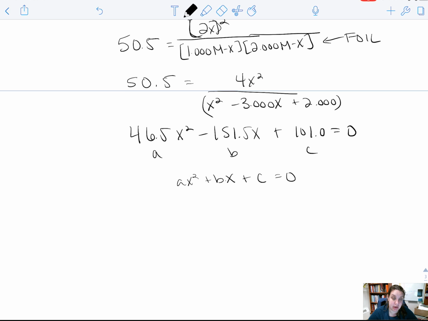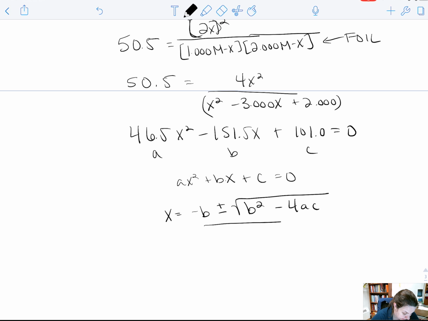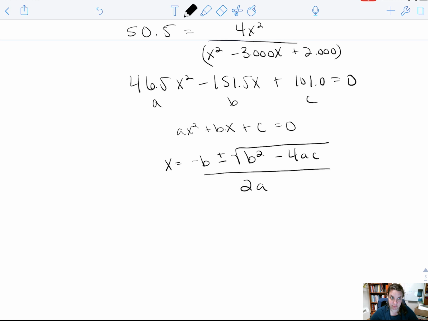If you have this, you can put it into the quadratic equation, where x is equal to negative b plus or minus the square root of b squared minus 4ac, all divided by 2a. Okay, so we're going to put the values for a, b, and c into here. Again, if this is not making sense, please come see me, because we will be using the quadratic equation quite a lot.